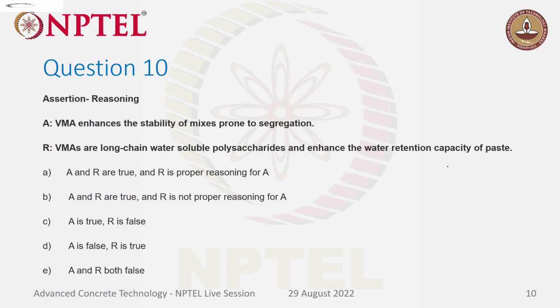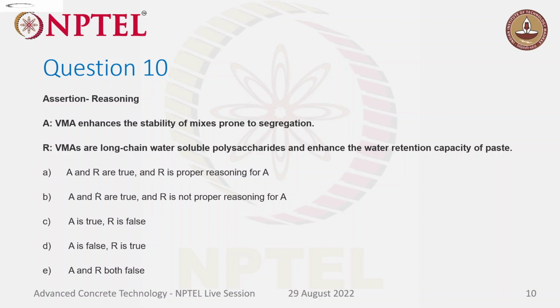Okay. So now we have to say which one. If you are picking option A, you are saying that both assertion and reasoning are true, and the reason explains the assertion clearly. The reason is properly explaining statement A.